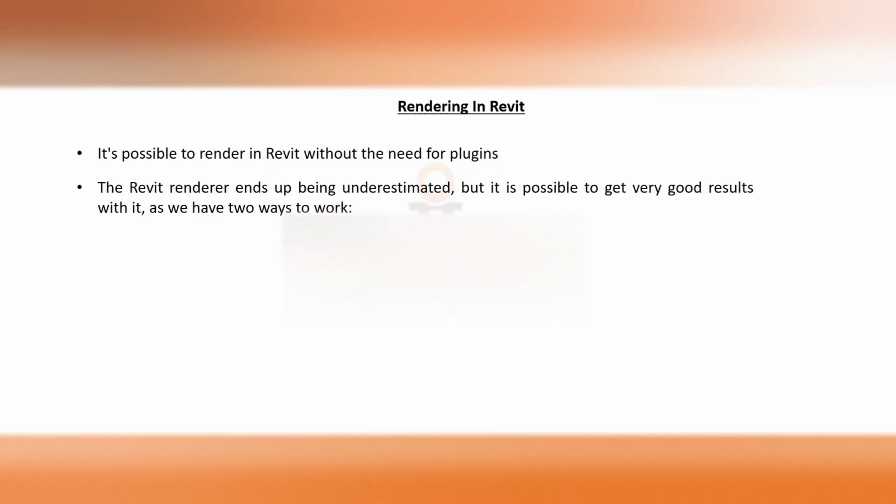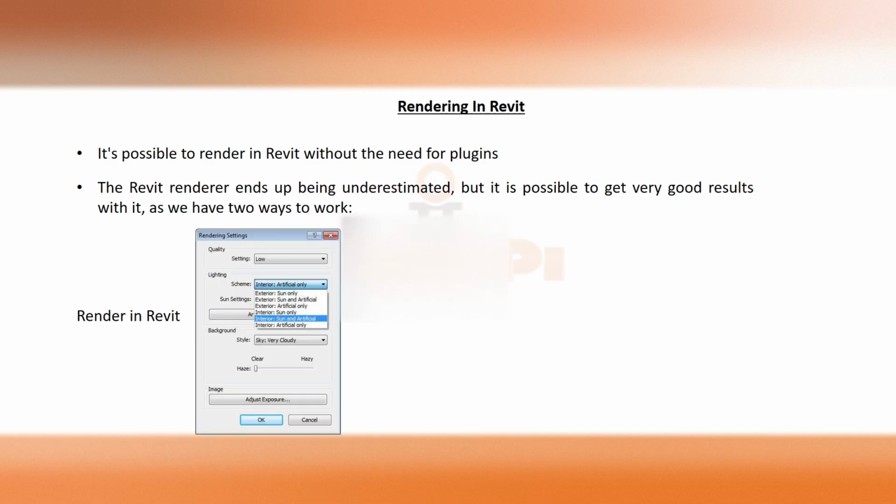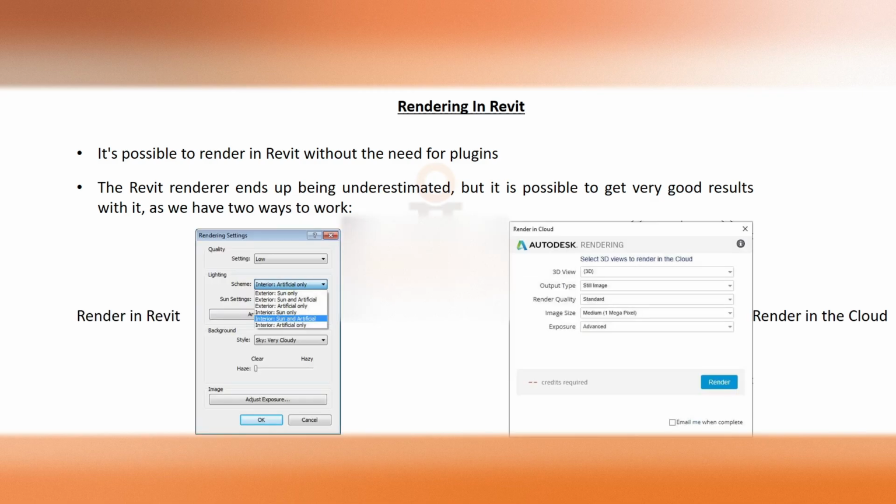Rendering in Revit. It's absolutely possible to render in Revit without the need for any plugins or any third-party software. For all these years, Revit Render ended up being underestimated, but it is absolutely possible to get very good results with it, as we have two ways to work with. The first way is using the render in Revit option, and the second way we have is the render in the cloud option. So let's see how we can use the first way, that is the render in Revit option.